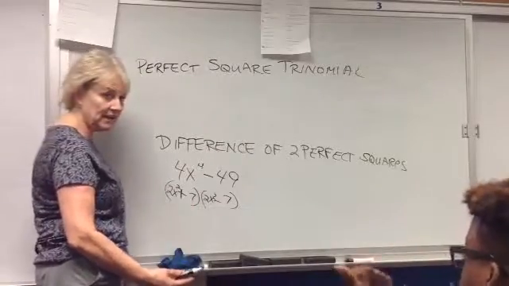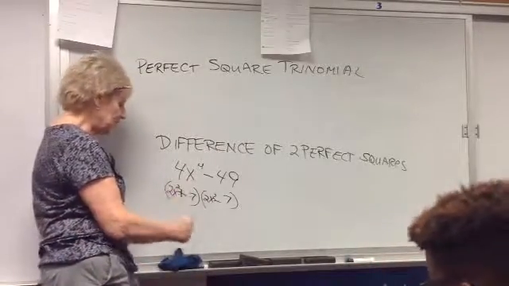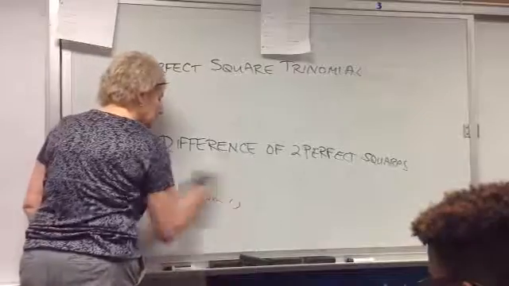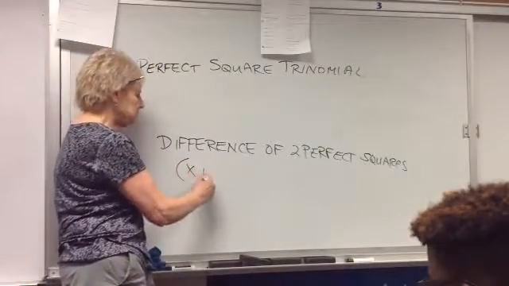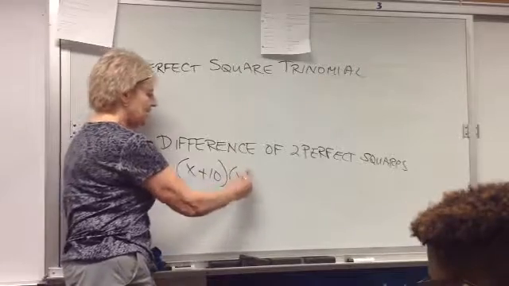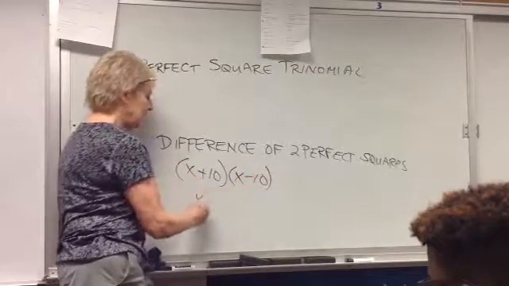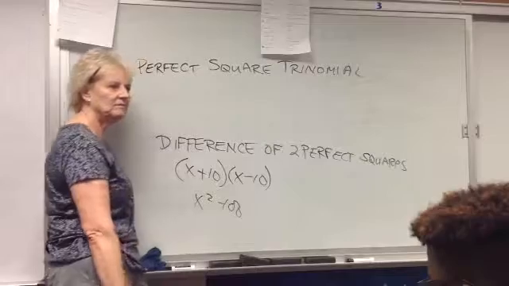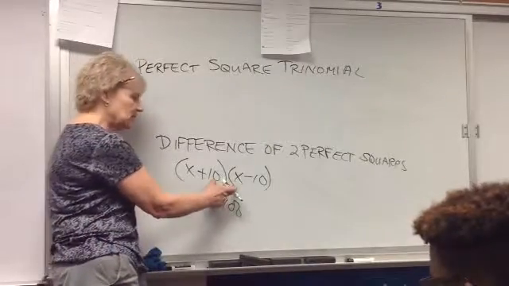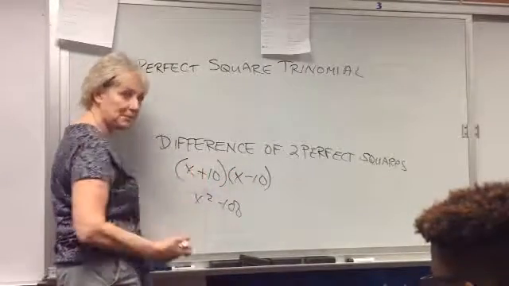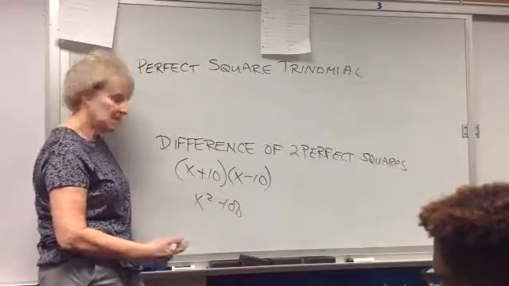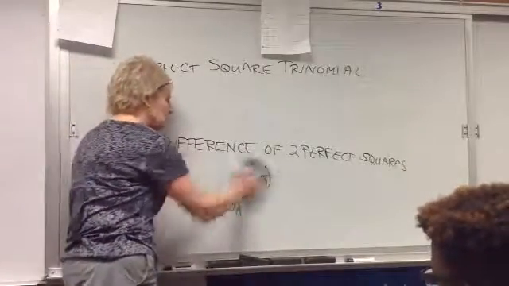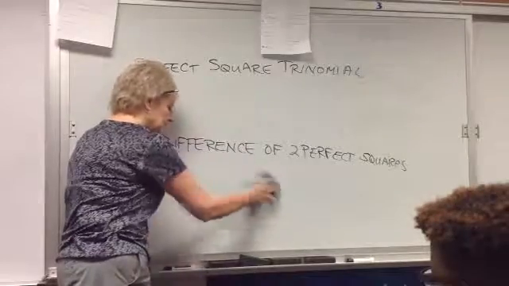It's a shortcut, and you should be able to see it every single time. Eventually you will because you get so many of them. So if I have x plus 10, x minus 10, that's x squared minus 100, because the middle term and the outer term are opposites and they end up with no middle term. Okay, but you got to remember how to take square roots of numbers to do this.